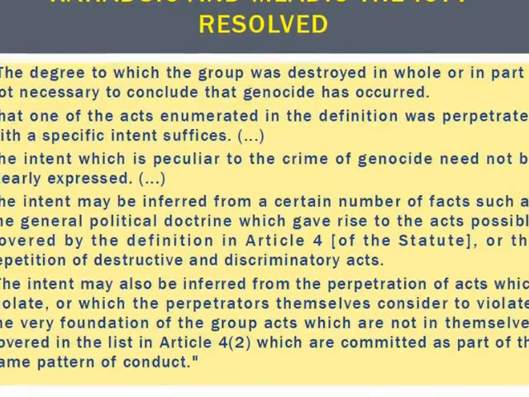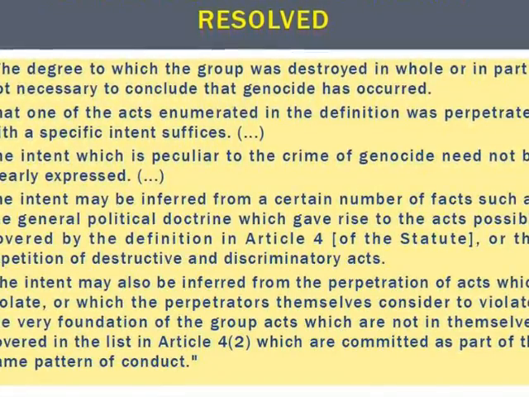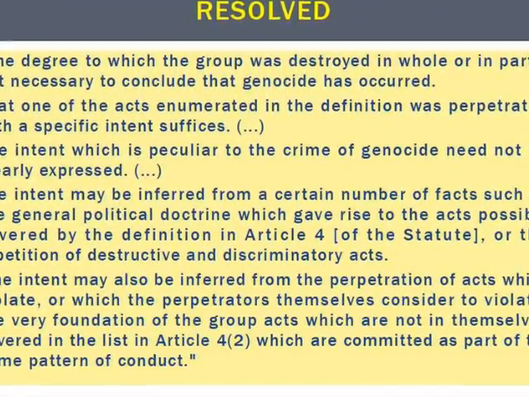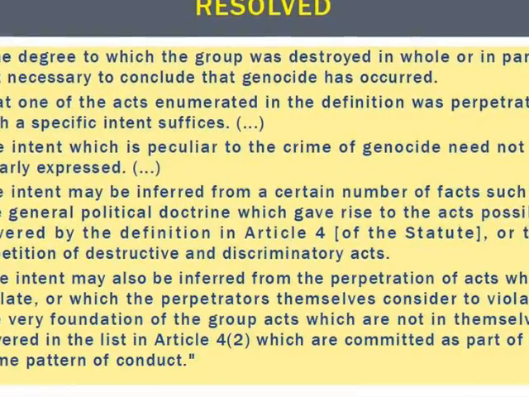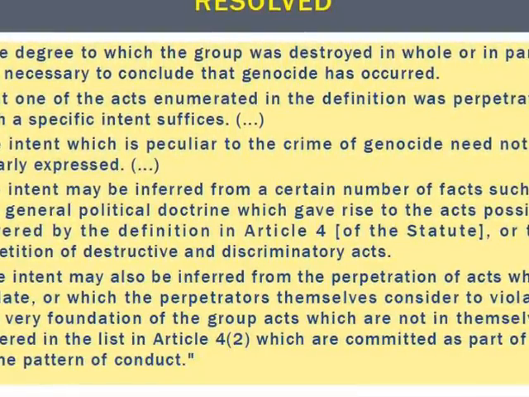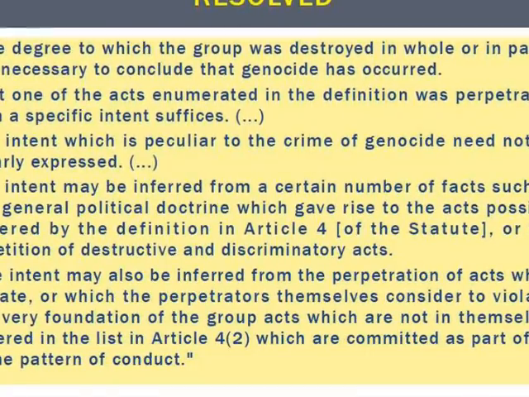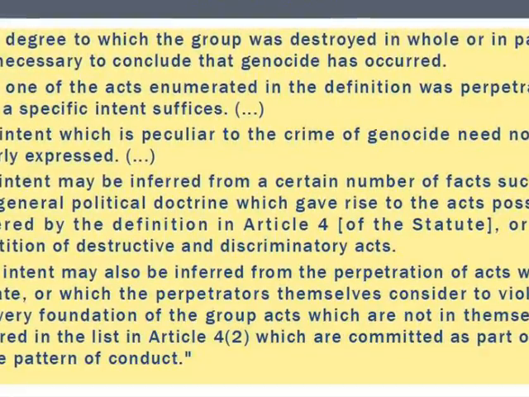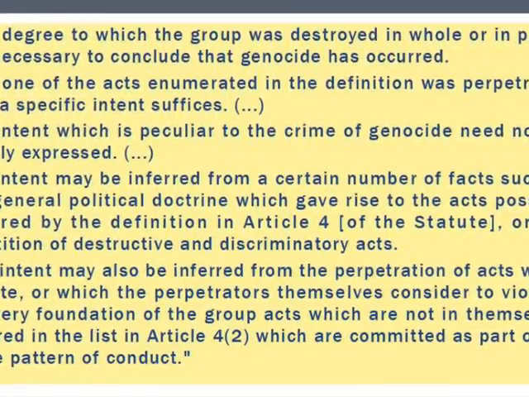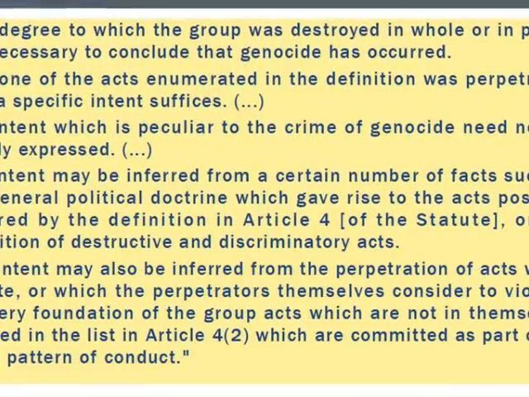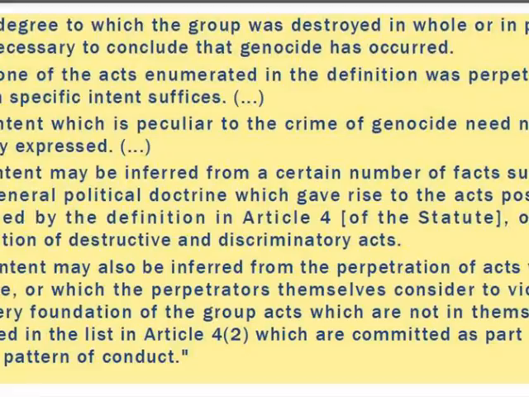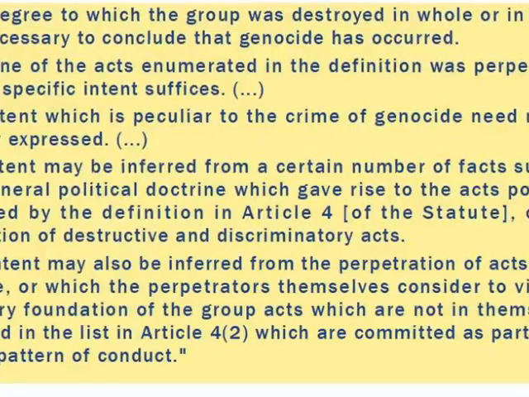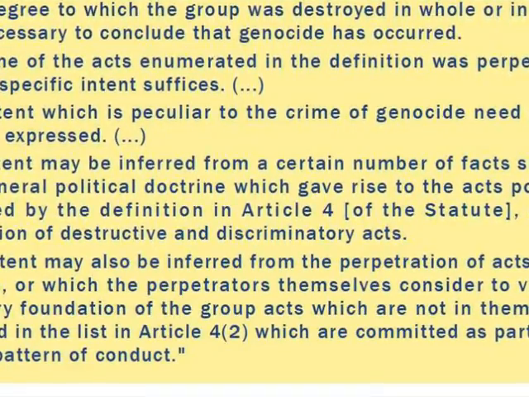The intent which is peculiar to the crime of genocide need not be clearly expressed. The intent may be inferred from a certain number of facts, such as the general political doctrine which gave rise to the acts possibly governed by the definition in Article 4 of the statute, or the repetition of destructive and discriminatory acts. The intent may also be inferred from the perpetration of acts which violate, or which the perpetrators themselves consider to violate, the very foundation of the group, acts which are not in themselves covered in the list of Article 4 subclause 2, but which are committed as a part of the same pattern of conduct.